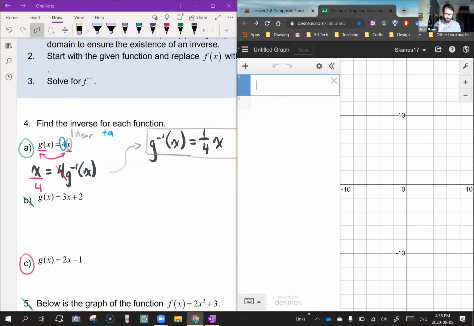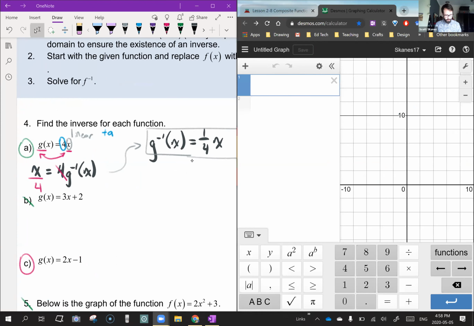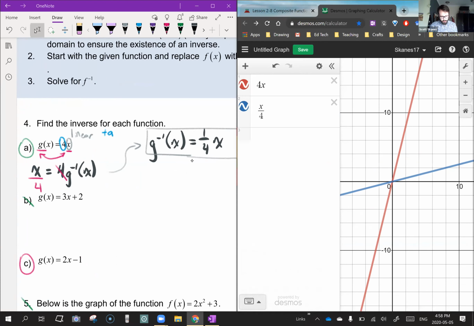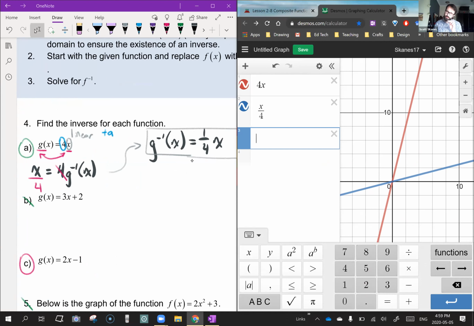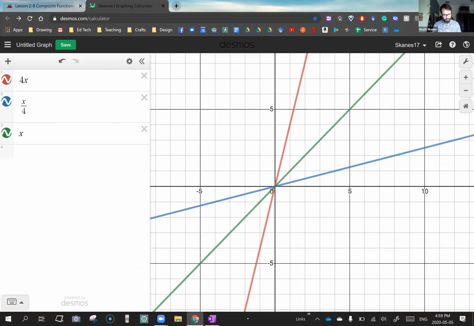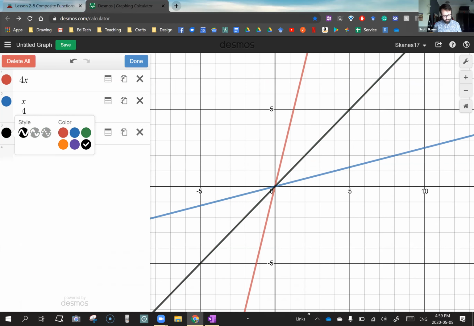I'm going to check to make sure that this makes sense. So what am I going for? 4x is my original function. That's what it looks like. I wish the keyboard would stop popping up. And then 1 over 4x, or x over 4. And I'm going to graph the most important part, which is the line y equals x. Now let's look at this. I'm going to make that line black.